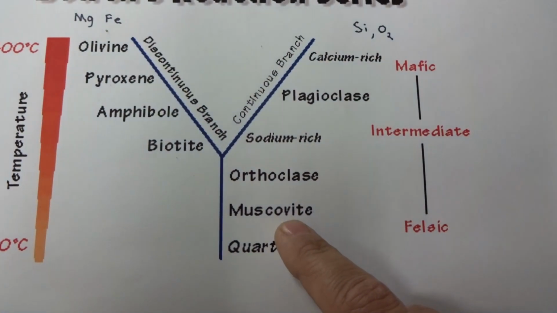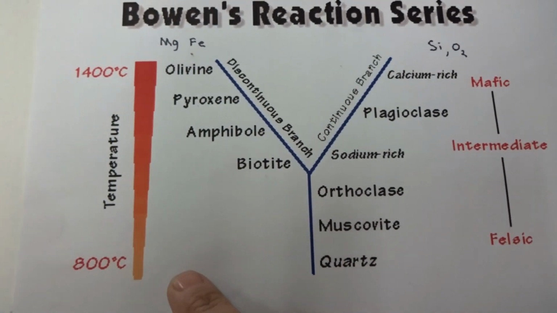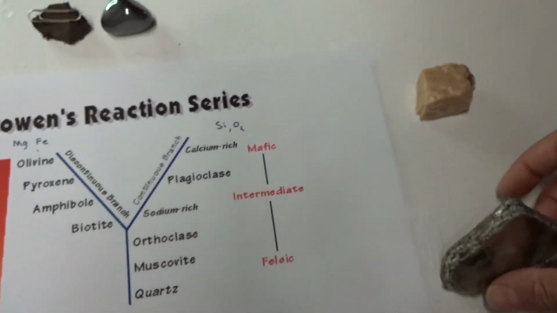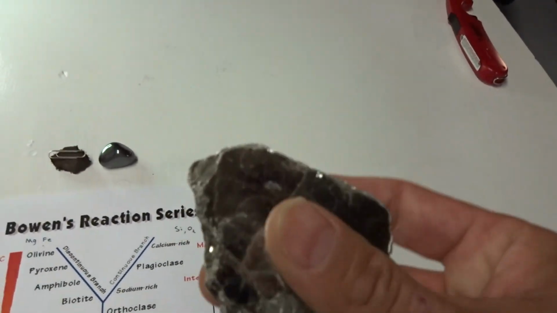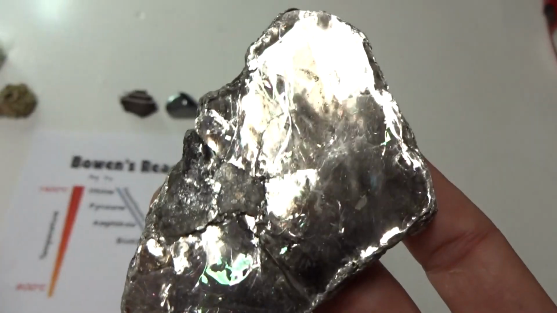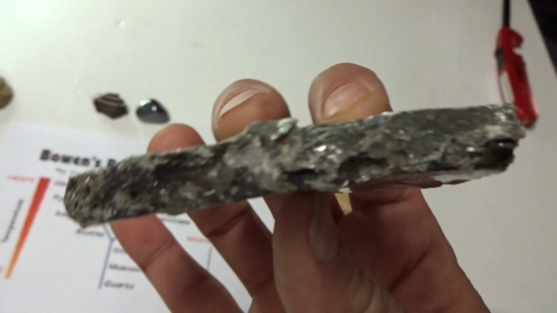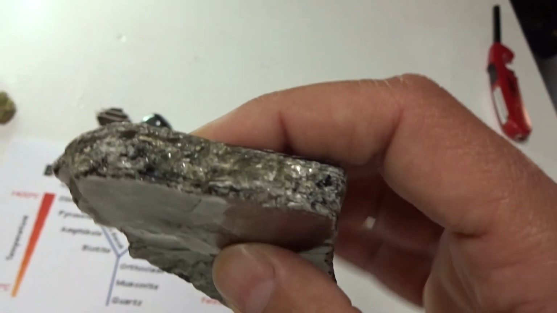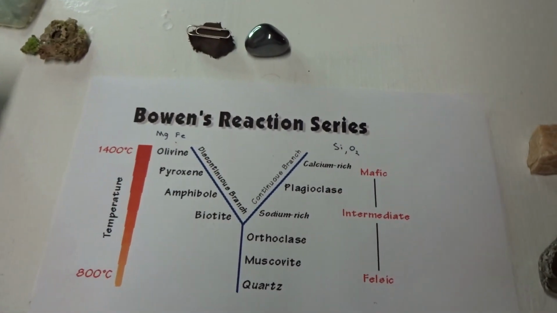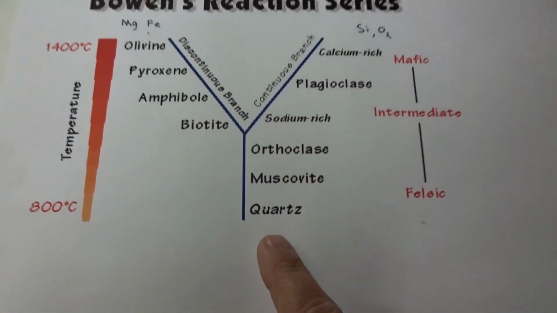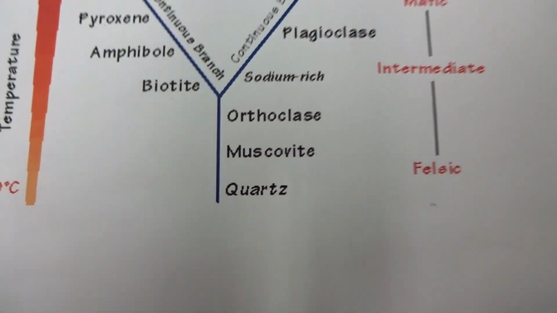Muscovite mica then precipitates out and solidifies at lower temperatures. This is a book of muscovite mica. It has basal cleavage, or one degree of cleavage. It's a very beautiful mineral. And then we have quartz.